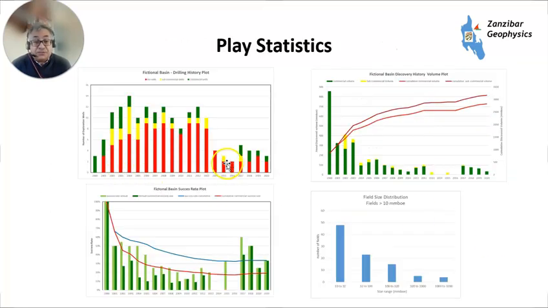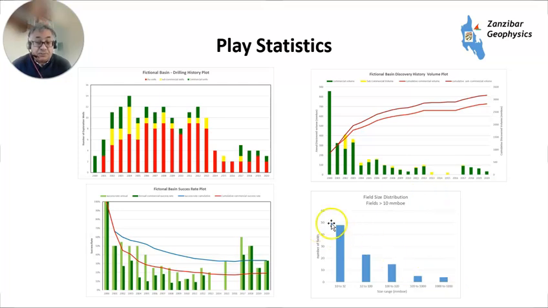So you've got play statistics. Again, we've got a video on play statistics. For example, you have your drilling history plot, with dry wells and partial successes and successes. You've got your success rate plot, so initially a fairly high success rate, and then it flattens off. Then you have your discovery history chart, so on an annualized basis, when big volumes are made. So this effectively is like a creaming curve, but with years instead of wells on the x-axis.